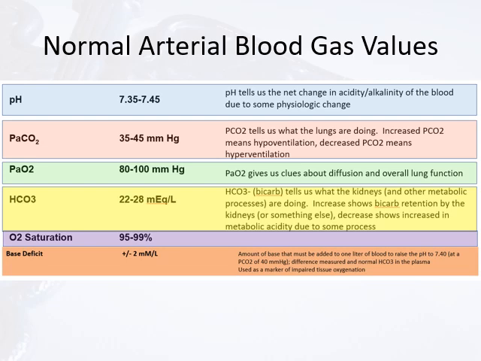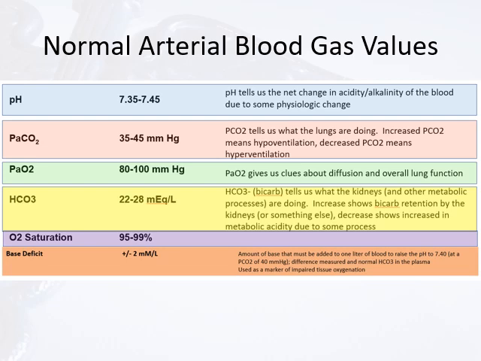Our next value is PaCO2. So the partial pressure of carbon dioxide in the arterial blood. Normally, we're looking at this value between 35 and 45 millimeters of mercury. This value tells us essentially what the lungs are doing. When lungs are ventilating normally, you'll see a PaCO2 between normal values.